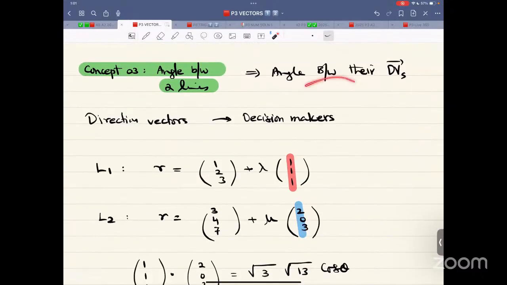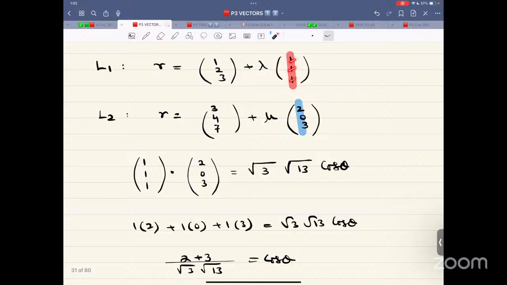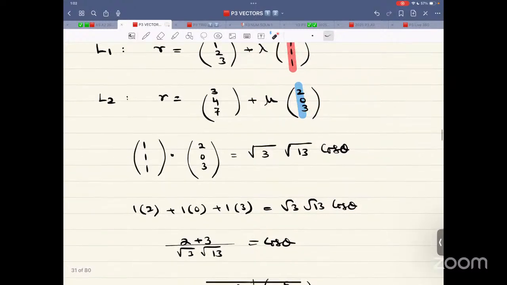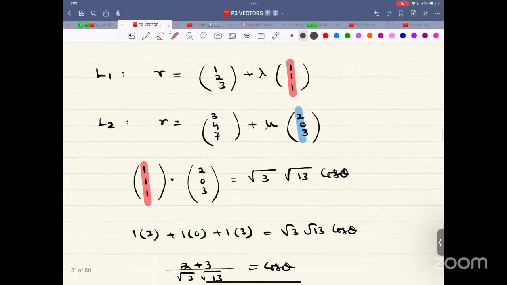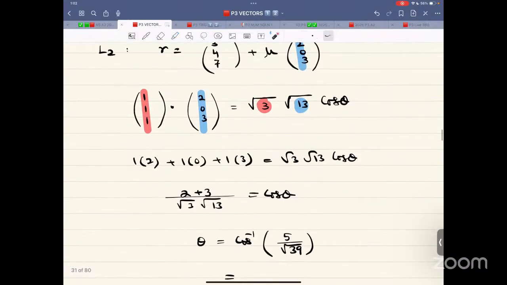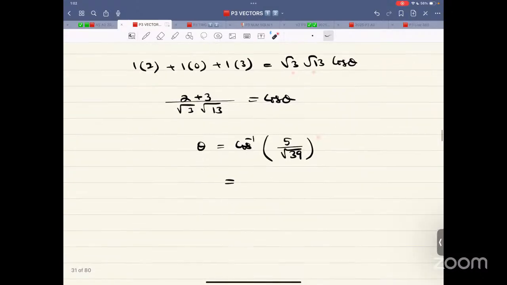Angle between two lines, we just studied the direction vectors. That is the decision makers. And we apply the concept of scalar product. So this is 1, 1, 1. This is 2, 0, 3. Apply these two. So this is 1, 1, 1. And that is the magnitude of 1, 1, 1. That is root 3. This one is 2, 0, 3. That is the magnitude, root 13. So now apply this concept, the scalar product divided by this, that is cos theta, hence we find the value of theta.